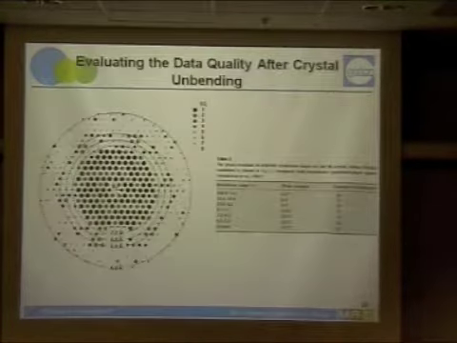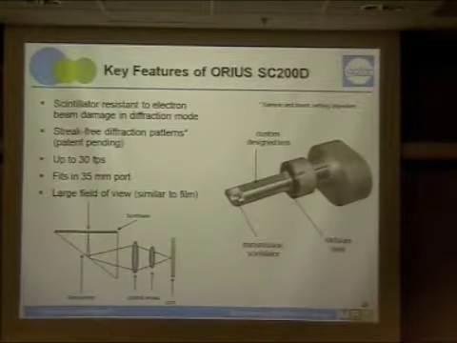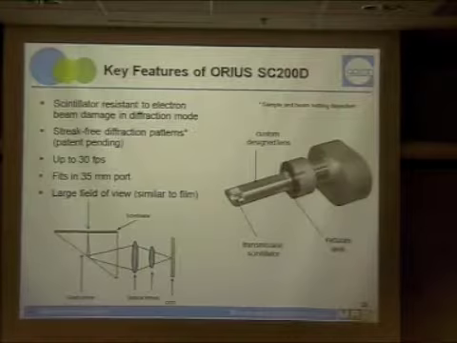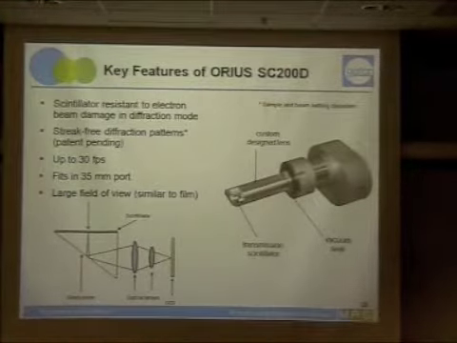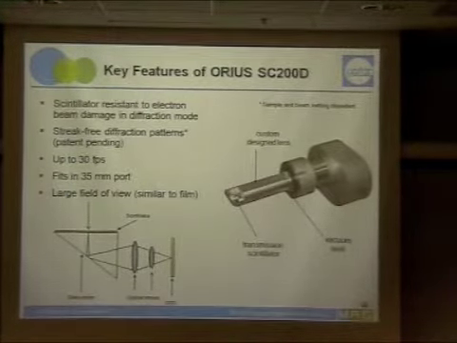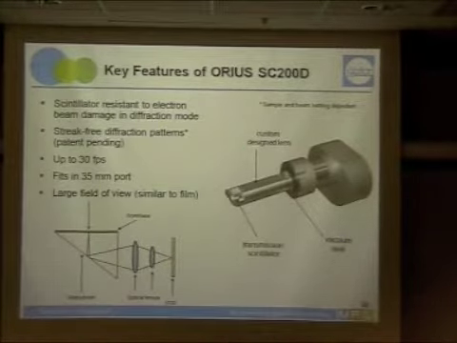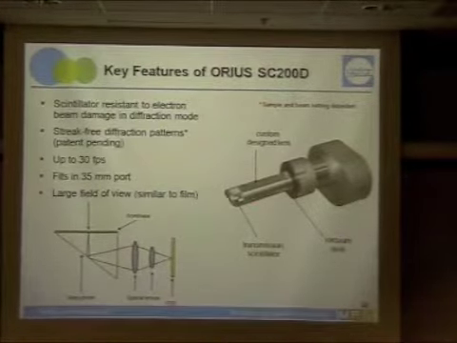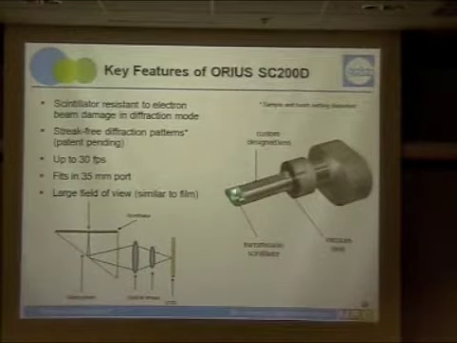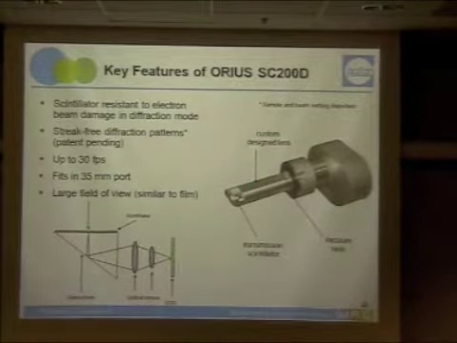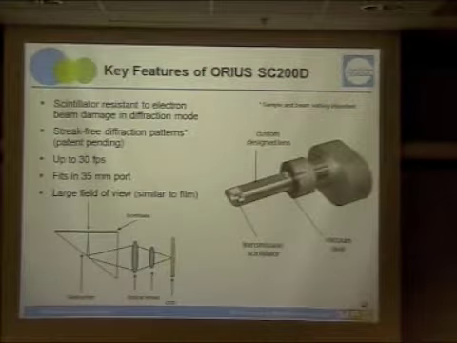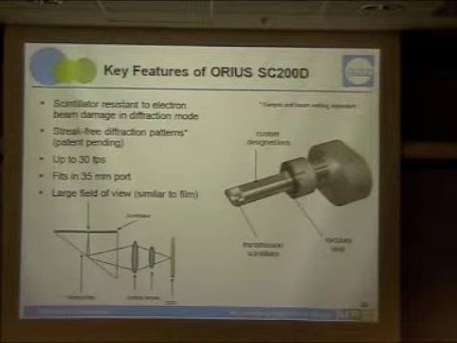Okay. So with that, I'd like to introduce a second camera, which is really designed to be used for electron diffraction, so collecting diffraction patterns. The features of this particular camera are that it's a top-mount camera. It has relatively small pixels, but because it's a top-mount camera, it has a pretty large field of view. So it sits up there, and the field of view is comparable to that of film.